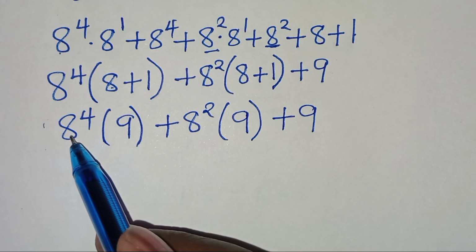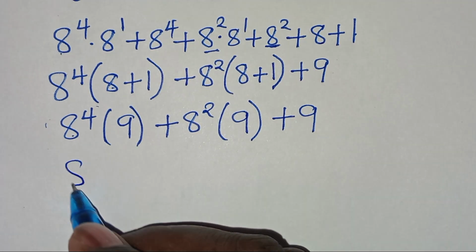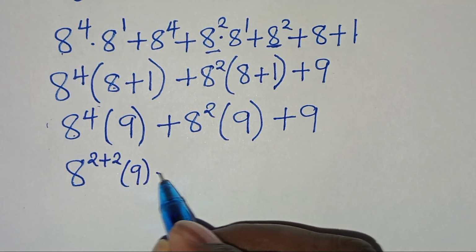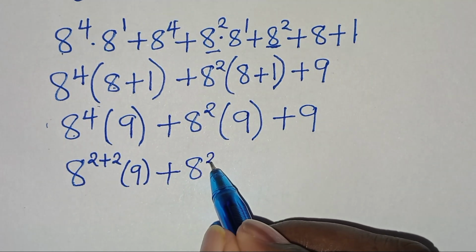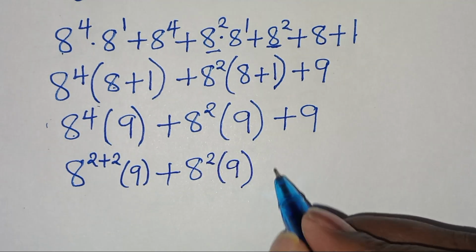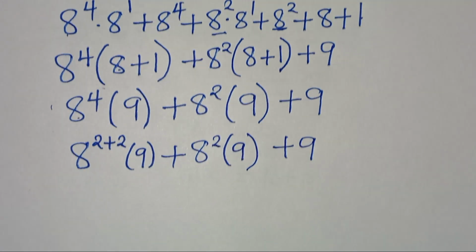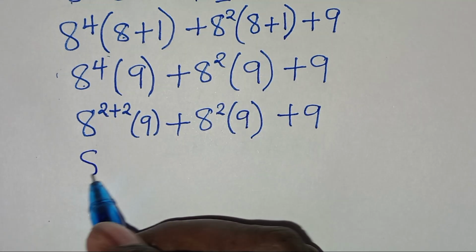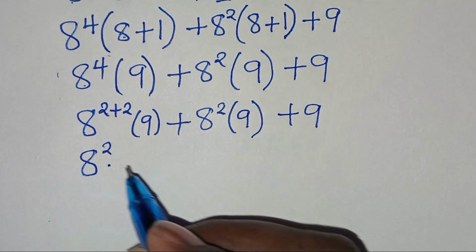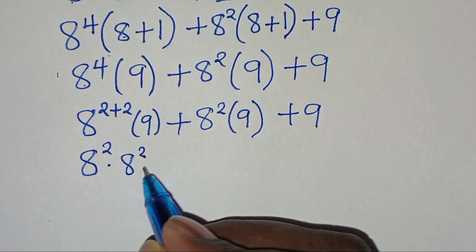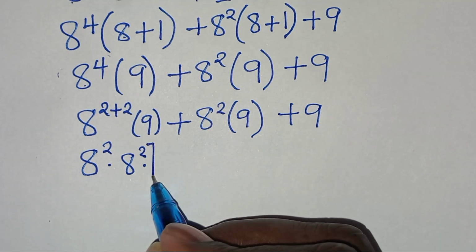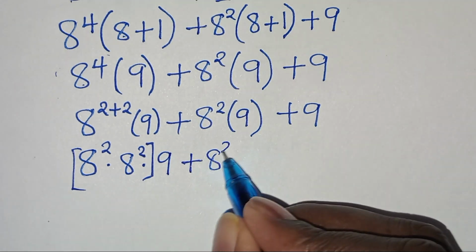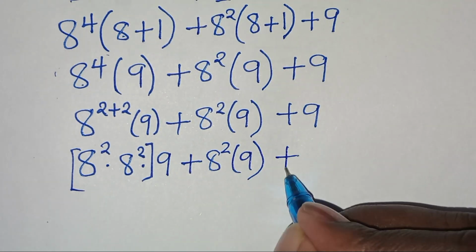The next step is that we can express 8 to the power of 4 as 8 to the power of 2 plus 2 multiplied by 9, then plus 8 to the power of 2 multiplied by 9, then plus 9. Now we can express 8 to the power of 2 plus 2 as 8 to the power of 2 multiplied by 8 to the power of 2 multiplied by 9 here, then plus 8 to the power of 2 multiplied by 9, then plus 9.